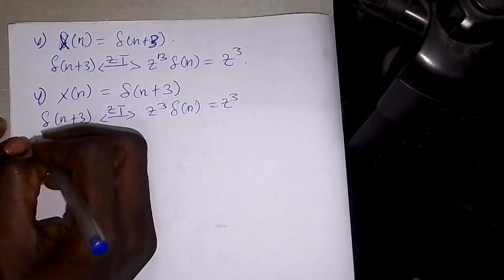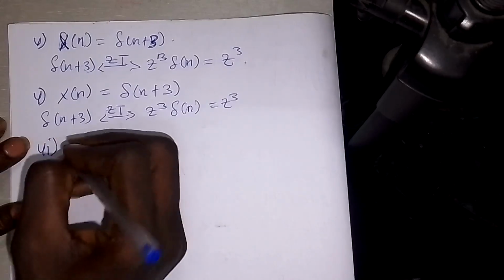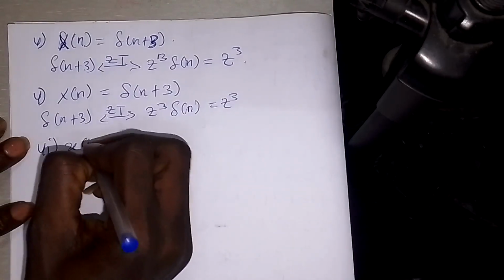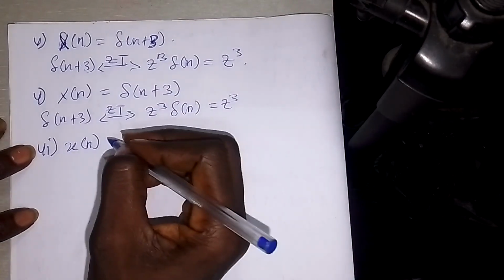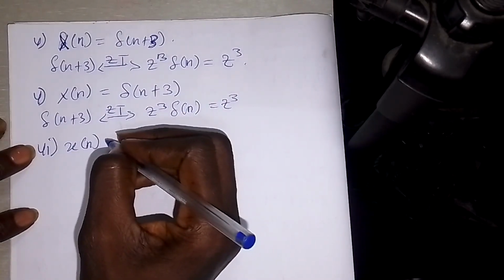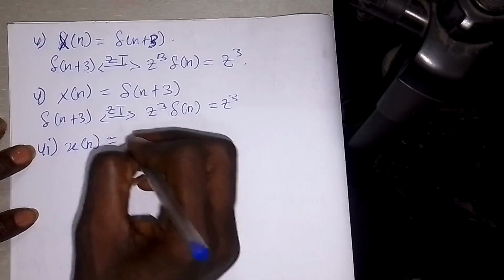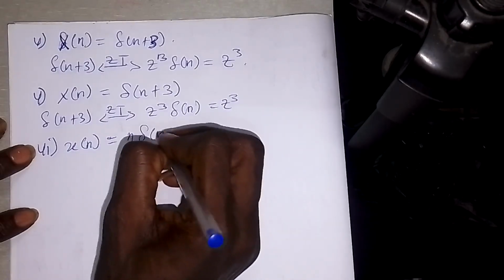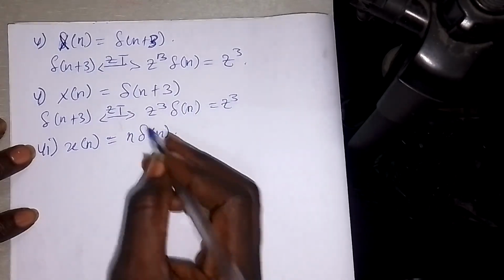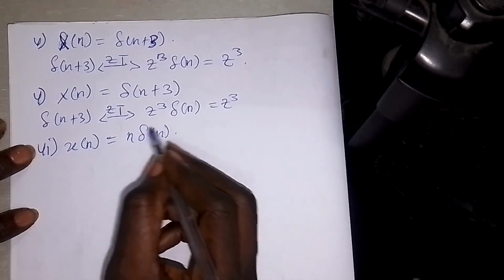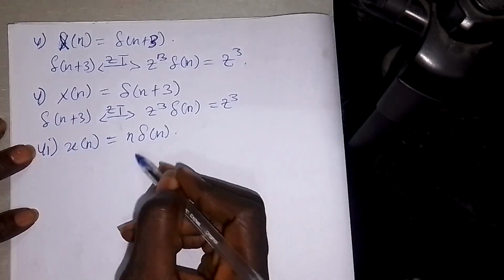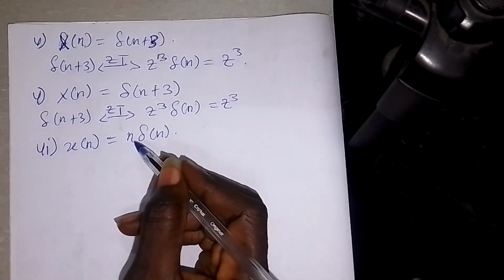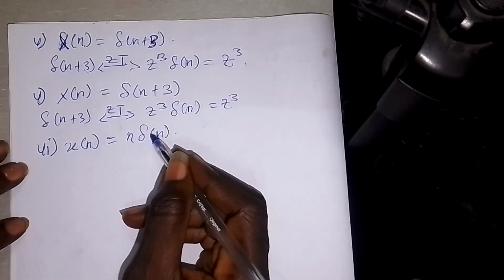We are also given that we should solve for x of n, which is equal to n times delta of n. So this is also a property. I think it is differentiation in the z domain. You can verify. I think it's the differentiation in the z domain, one of the properties of z transform.